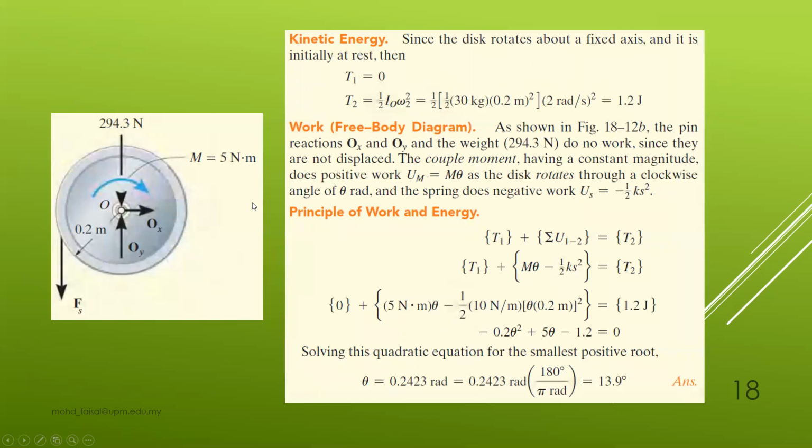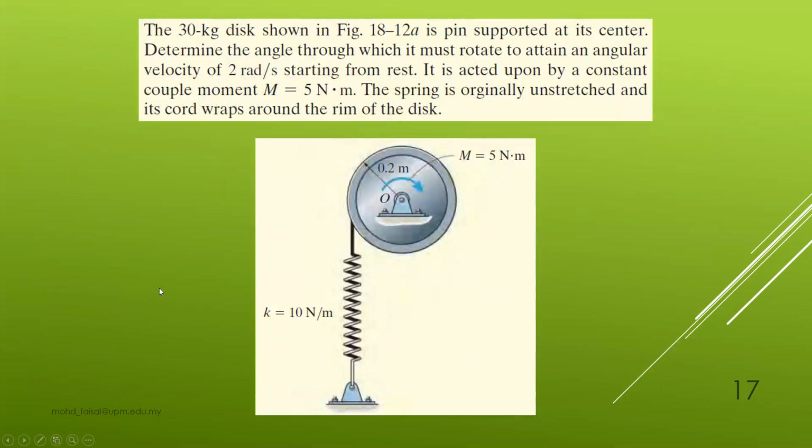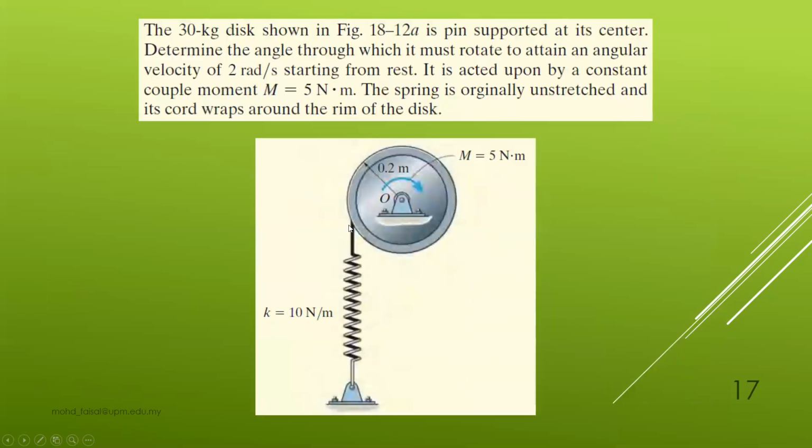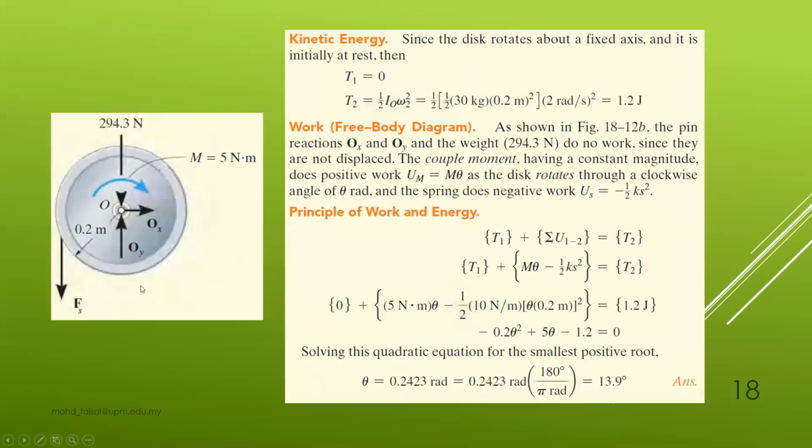Okay, so now the first thing is you need to draw your free body diagram. This is the free body diagram to show what are the forces involved. Like here, this is due to the spring, because the spring resists the motion. So that's why the direction is downwards.